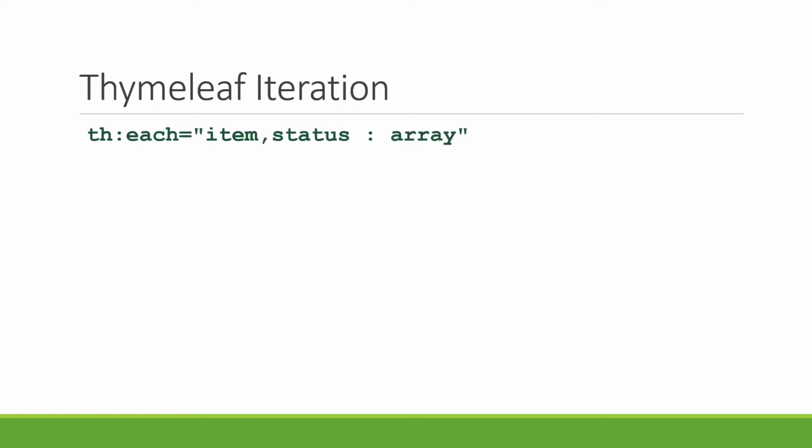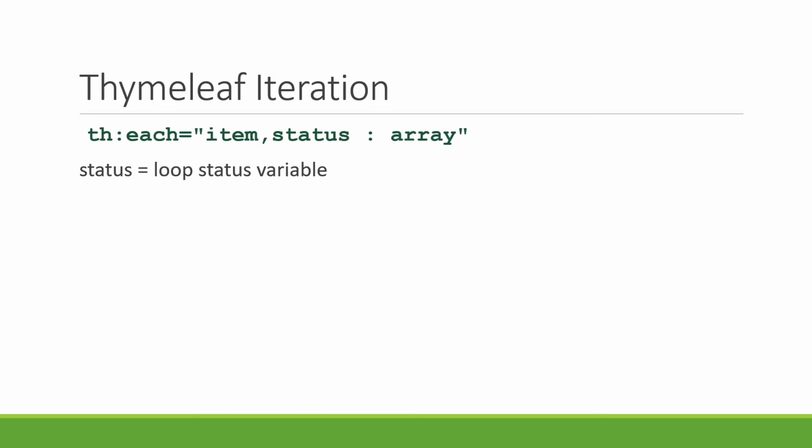Now there's also a loop status variable that you can use if you want the current iteration's count or index. If you want to use it, you just add this extra status variable. You don't have to call it status. You can call it anything you want. Just put whatever variable you want to use for item, then a comma, and then the variable name you want to use for the status. Don't put a space in there, it won't work. Just comma, no space. So you just define a new variable for the status.